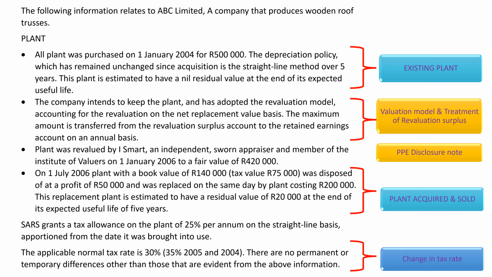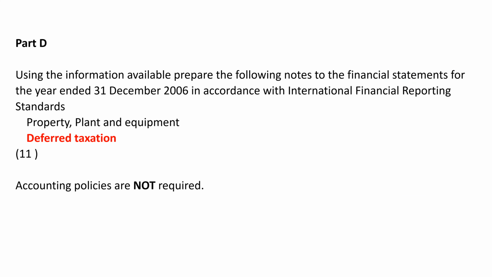Here is your fact pattern once again. Refer to part 3 of the video series for more information around how we've interpreted the fact pattern. Using the information available, prepare the following notes to the financial statements for the year ended 31 December 06 in accordance with International Financial Reporting Standards, property, plant and equipment, as well as deferred tax for 11 marks. Accounting policies are not required.